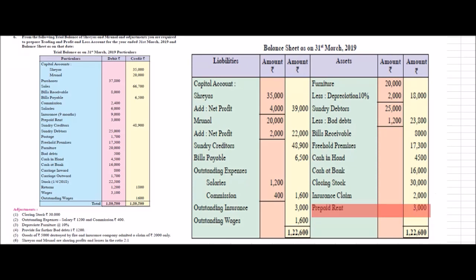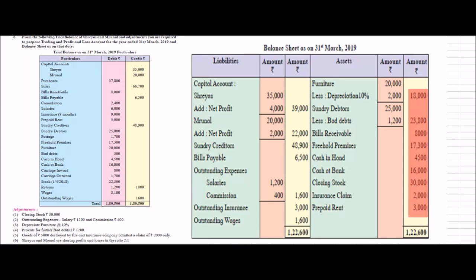Then what we need to do? We need to calculate all these entries. So we passed all entries in the balance sheet, P&L account and trading account. Now we'll see how much the total amount is on the balance sheet asset side: 18,000 rupees, 23,800 rupees, 8,000 rupees plus 17,300 rupees plus 4,500 rupees plus 16,000 plus 30,000 plus 2,000 plus 3,000.